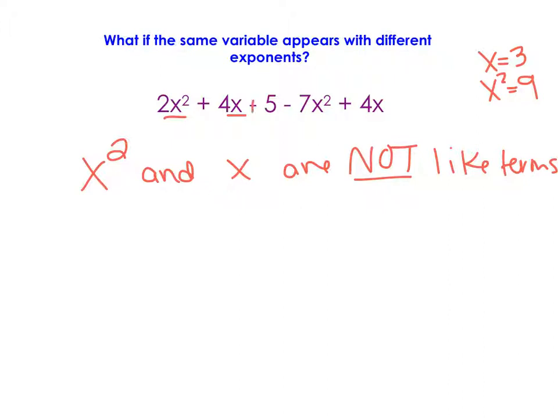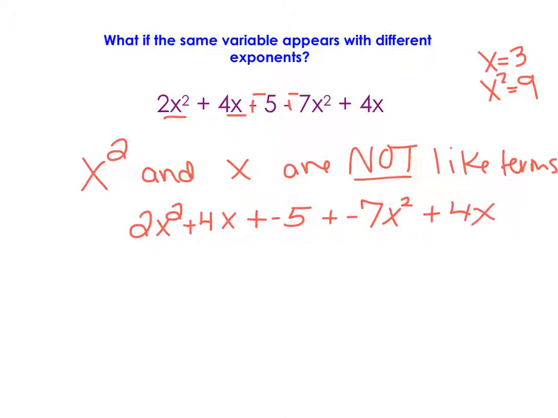Now before we start combining, I'm going to go through and use keep change. So we have 2x squared plus 4x plus a negative 5 plus a negative 7x squared plus 4x. Then we're going to look for like terms and combine identical terms together. So here we have 2x squared and a negative 7x squared. Notice those matching variable terms, the x squareds that they both have. These combine together to be a negative 5x squared.